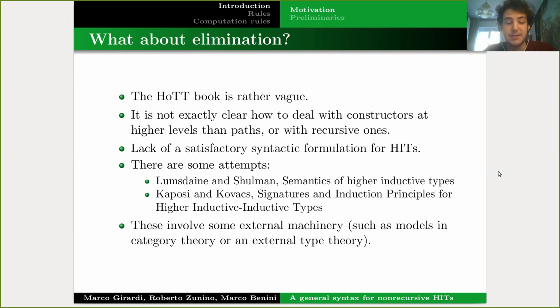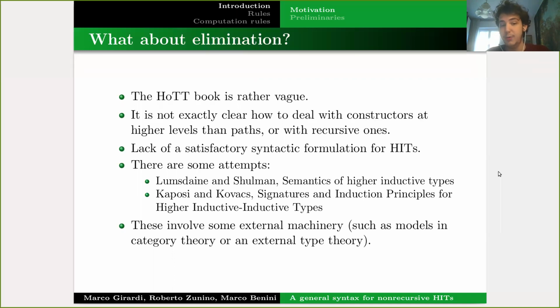For example, it gives the example of a higher inductive type with level 2 constructors, which is the torus, but it does not tell what its induction principle should be. And even for recursive higher inductive types, it is rather vague. The problem here is that we lack a satisfactory syntactic formulation for higher inductive types. And I mean this in the sense that we do not have a general schema that tells us what we are allowed to do with constructors. And most importantly, once a list of constructors is given, how we can extract the inductor for the higher inductive types we are defining. There are some attempts, especially in the recent literature, toward these goals.